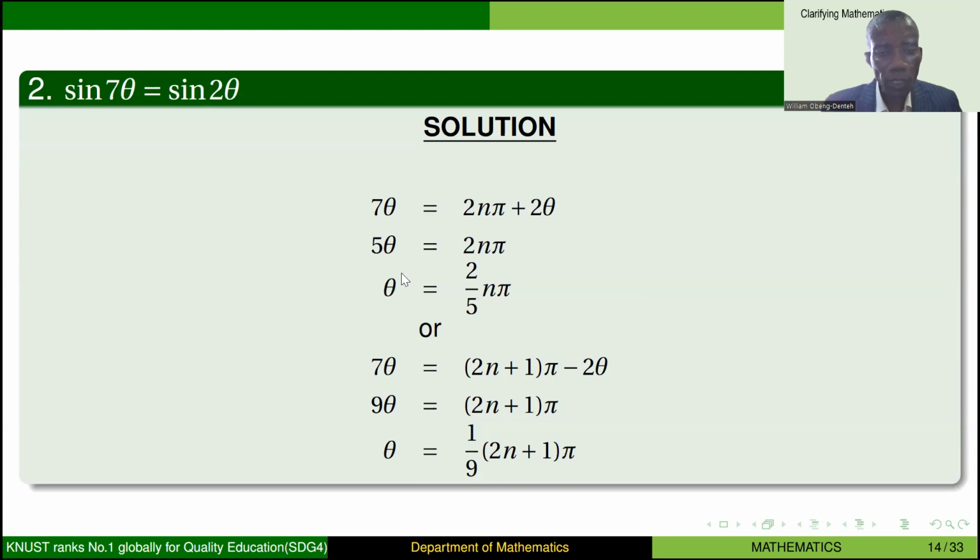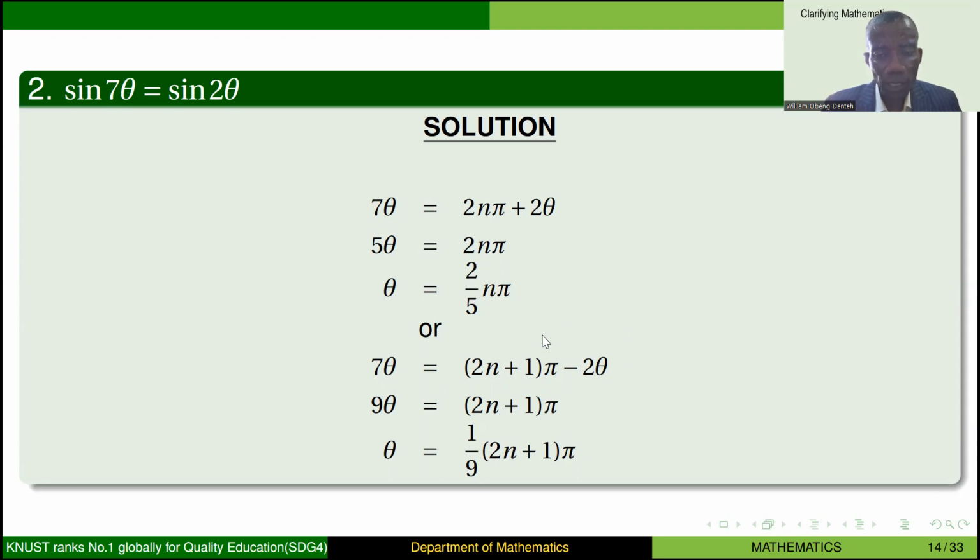The next step is I want to make theta the subject. So we divide this side by 5 and we divide that side by 5. So we shall get theta equals 2 on 5 n pi. Now we can also do it this way. So we also use this concept. So 7 theta equals the whole of this minus 2 theta.